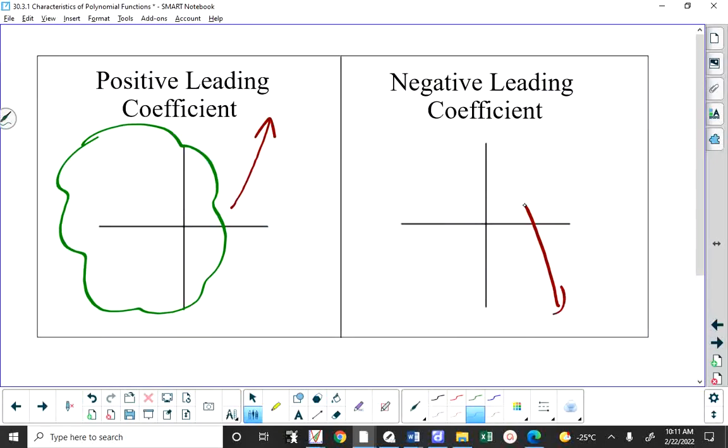And again, everything else about the graph you cannot determine unless you look at other features of the graph. Like, is it odd or is it even? Any questions on that?